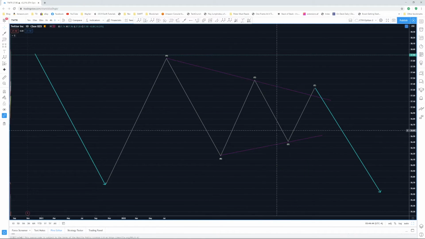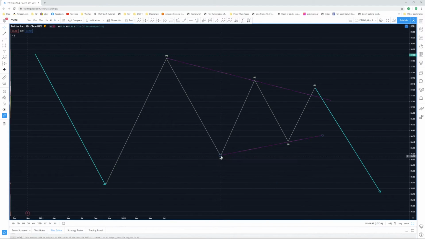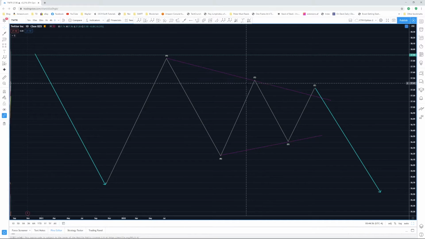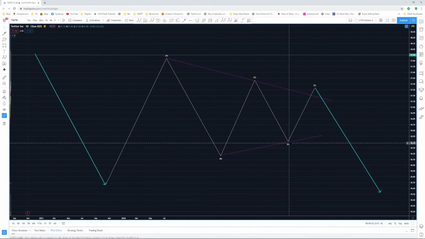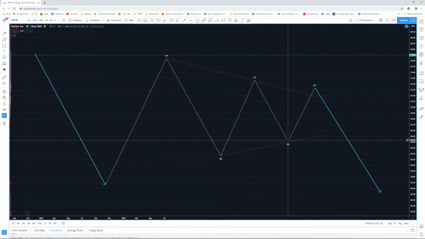So if we just talk about the D wave, it basically has the same characteristics as a B wave does, in that we're pushing back upwards in a bear market, or downwards in a bull market, and investors believe that our trend is just going to continue right from there. However, just shortly after, we have a wave that comes in and rejects that, putting the market back into a state of fear. And lastly, E waves.